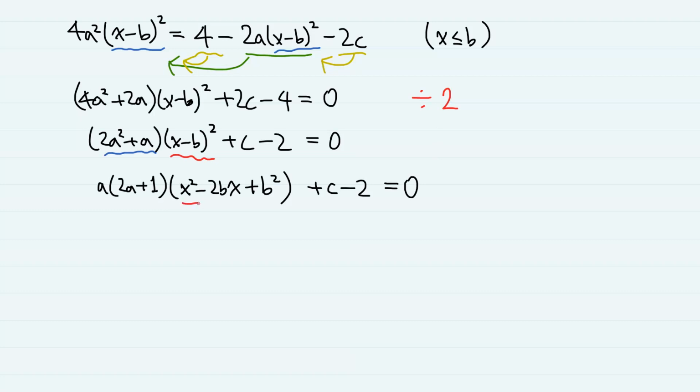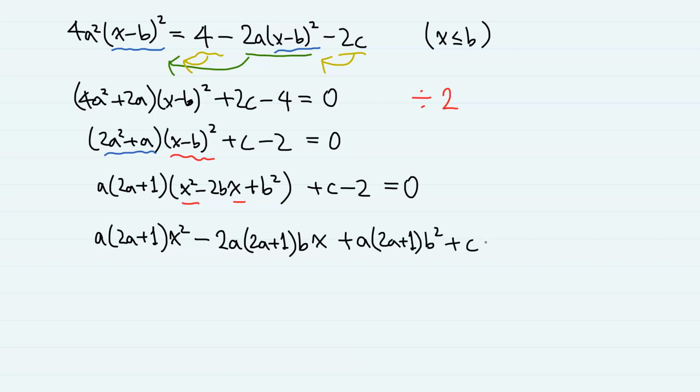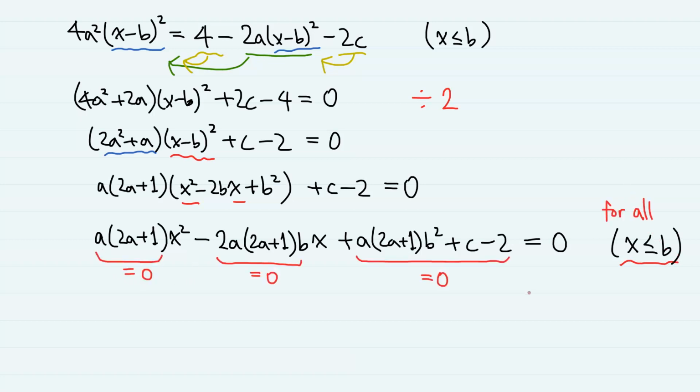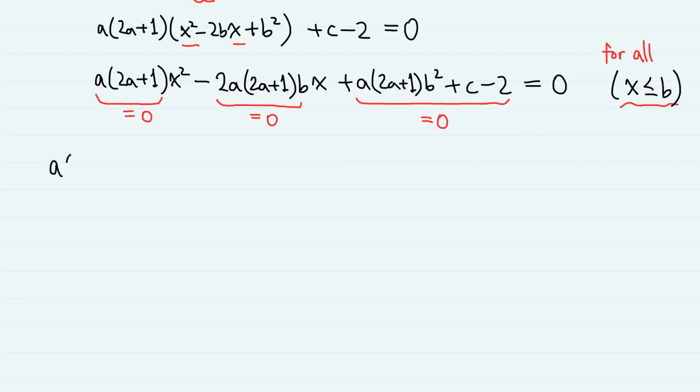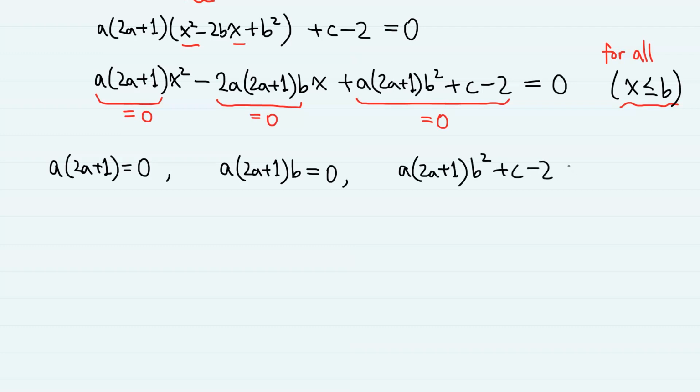So if we write in decreasing degree of x, we have a(2a plus 1)x squared minus 2a(2a plus 1)b x. And the constant terms are plus a(2a plus 1)b squared plus c minus 2 equals 0. Notice that this identity holds for all values of x in this domain. The only possible way is that every coefficient on the left-hand side, including the constant term, must be 0. So we have a(2a plus 1) equals 0, and a(2a plus 1) times b equals 0. And for the constant term, a(2a plus 1)b squared plus c minus 2 equals 0.